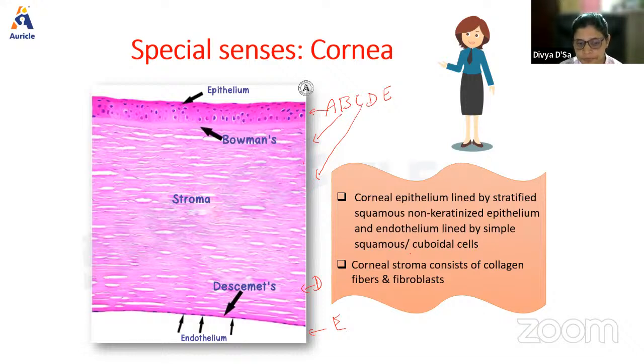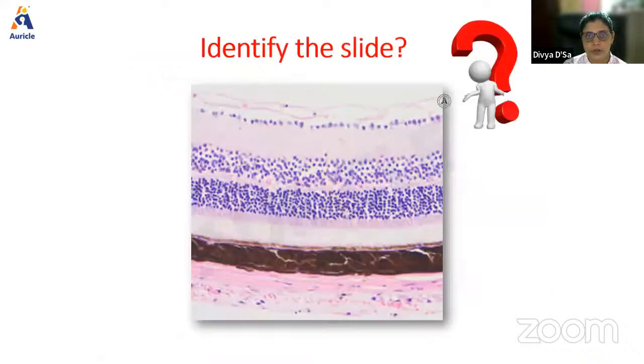And the inner limiting membrane, which is otherwise called Descemet's membrane, and the inner endothelium, which is lined by flattened cells or cuboidal cells. So this is cornea.